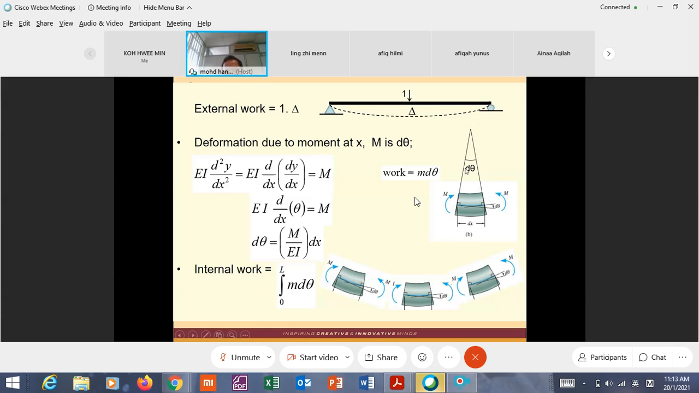This is work. If d theta is equal to 0, there is no work done because moment is 0. Therefore, work is linearly increased with the moment. Work is equal to M d theta. M is the moment.